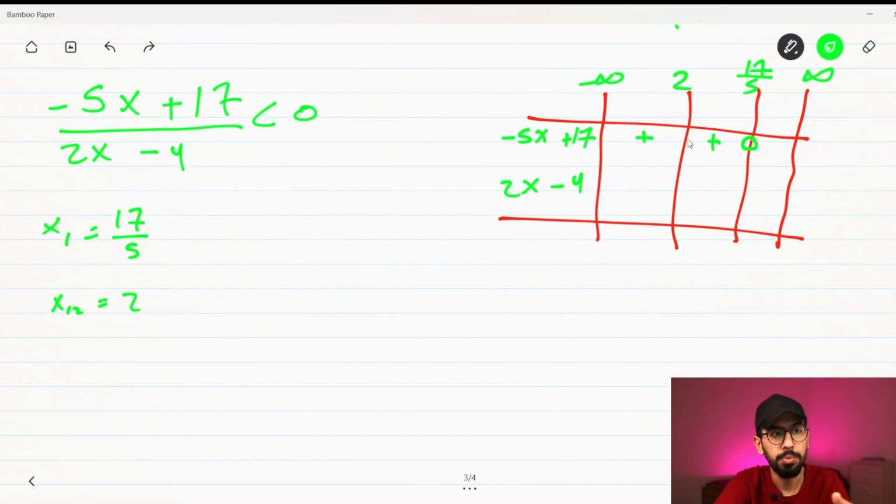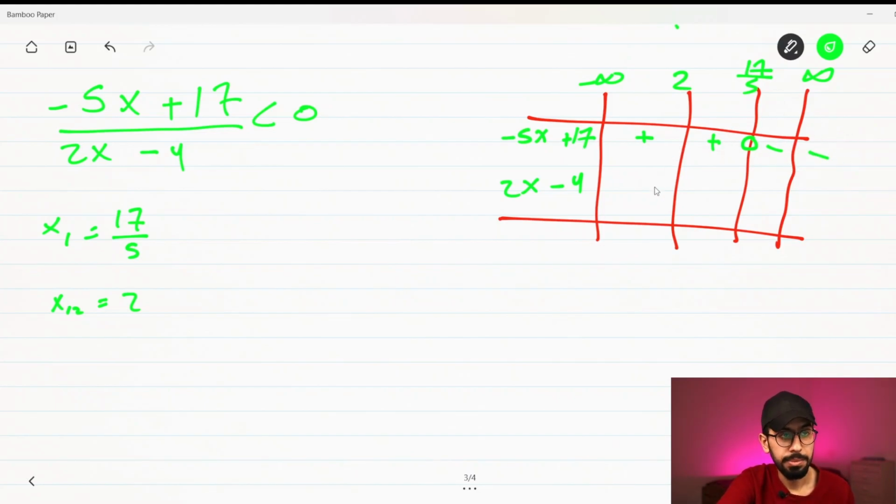So that's why we put positive on this side and negative on the other side, because if we put 4 or 5 in this equation, the result will be negative. Let's say we have put 5 here. Minus 5 multiplied by 5 is minus 25, plus 17 is minus 8, so it is negative here.